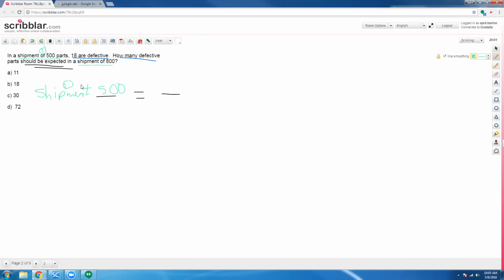And if we put it in the top of our proportion, to keep the proportion set up properly, there are multiple ways to set it up, but you can set it up wrong. So you've got to make sure whatever you're doing, you put your matching stuff together. So since you put shipment of 500 on top, you've got to put the shipment of 800 on top. We're matching top to top here. Then we're going to put the defective parts on the bottom. And we still have to match up.